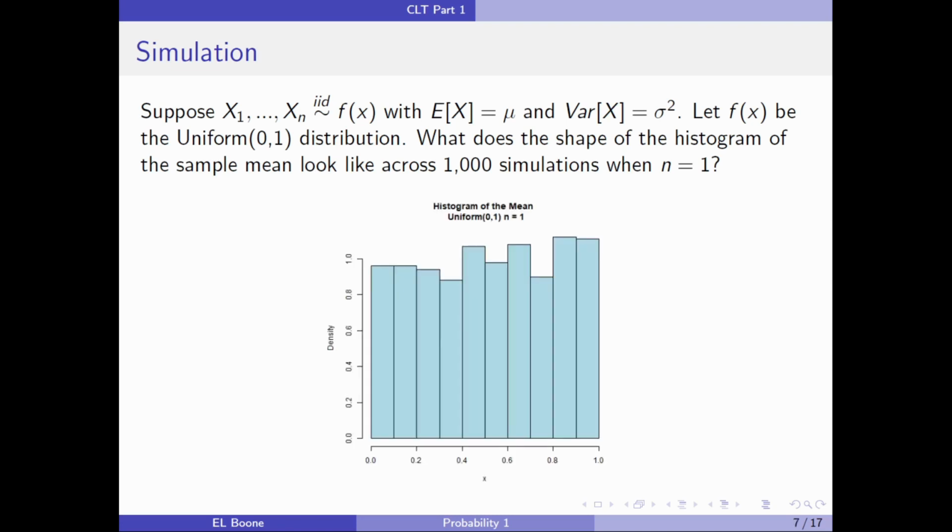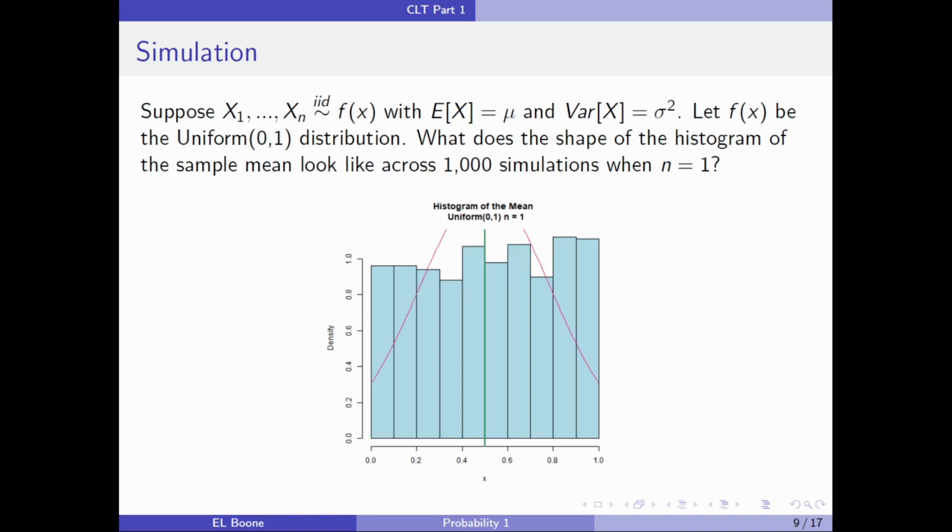Well, this is what it would look like, and it's exactly what you would think it would look like. It's pretty uniform, because with a sample size of 1, the sample mean is just going to be that data point. So if I did it 1,000 times, this should be just 1,000 observations from a uniform 0, 1. Now, we're going to add some things to this picture to make it easier to look at. I've added a green line here that is the actual theoretical mean. So what's the theoretical mean for a uniform 0, 1? In this case, it's a half.